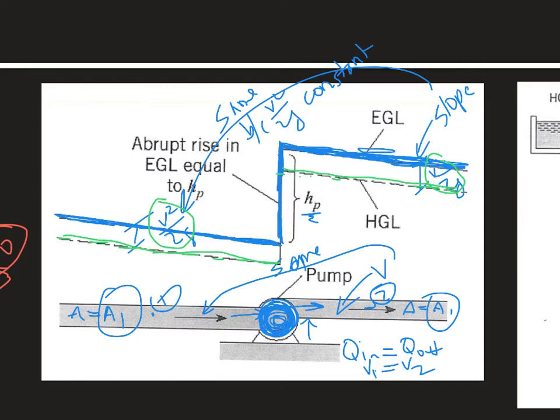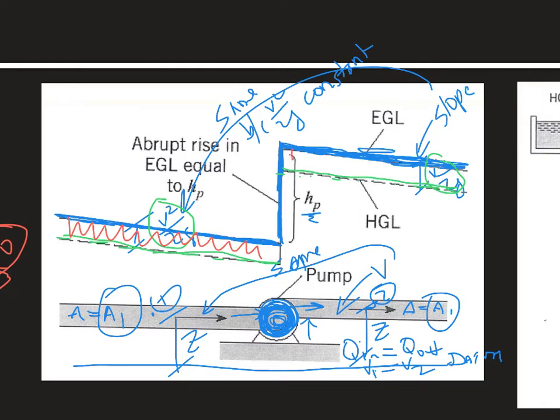Think about the EGL, think about what happens, and then once you get the EGL drawn, back up and do the HGL. Now I'm going to do this for every single one of them because I think it's important. Here's a datum somewhere down here. That's a datum. Okay, notice here's Z. V squared on 2g is plotted. That is this right here. That's v squared on 2g. Notice it is constant.